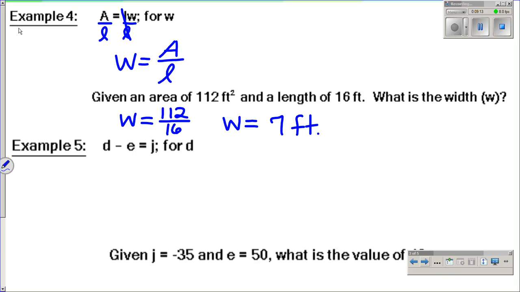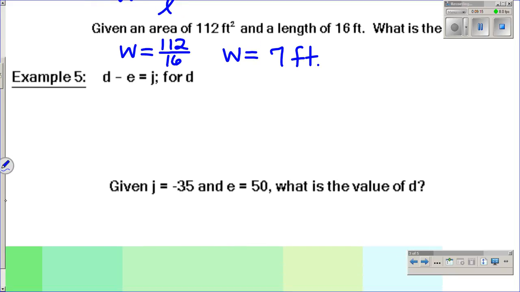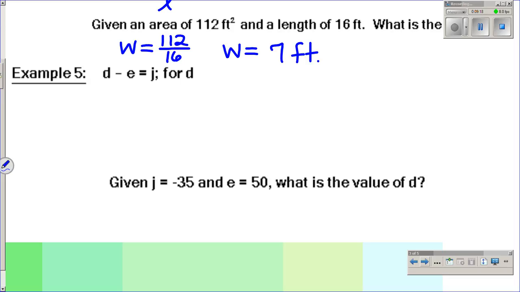Okay, in example 5, we are given the equation d minus e equals j, and we're asked to solve for d. So in order to get the d by itself, the only term we need to move to the opposite side is the e. And since it's a minus e, or negative e, we will need to add e on both sides. So our negative and our positive e equals 0. We're left with d equals, and it doesn't matter really the order here. You could write this as j plus e, or with addition you can reverse it, e plus j.